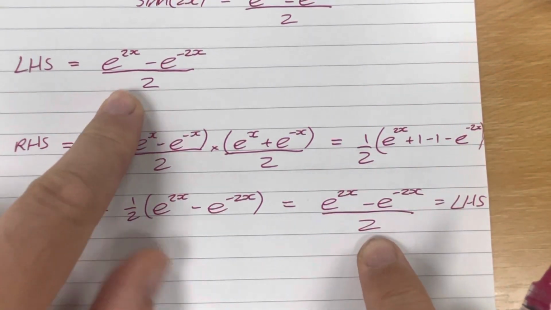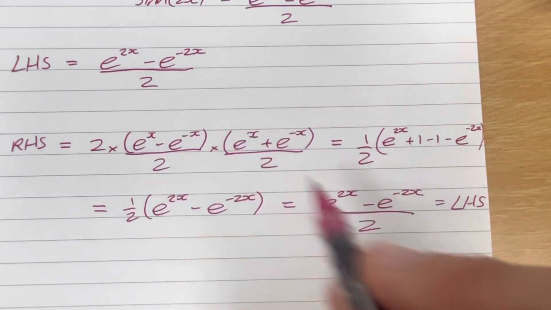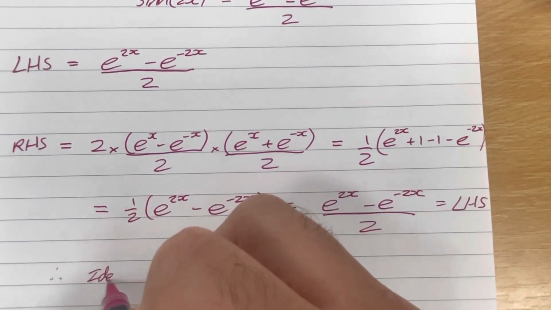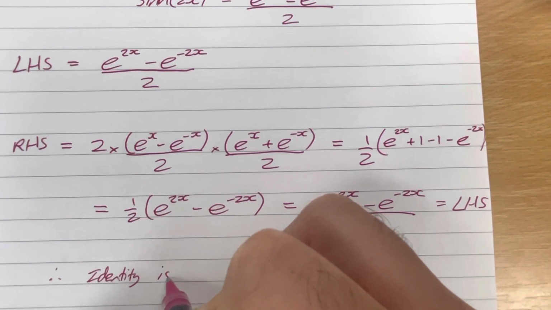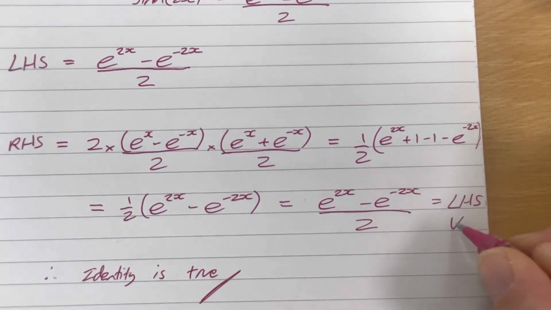Okay, so the definition there. So once you've got a right-hand side identical to a left-hand side for all values of x, then we can conclude that the identity is true. Okay, this is true for all x.